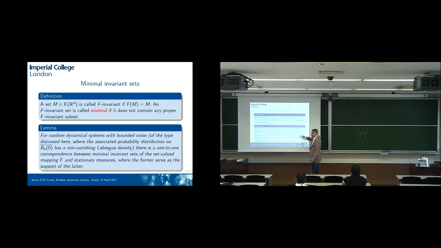So, why are these minimal invariant sets important? They're important because stationary measures of the underlying system are precisely having their support on such minimal invariant sets. So the minimal invariant sets of the associated set-valued systems are precisely the supports of stationary measures, and vice versa. So there's this correspondence, which is very important. It's not just an invariant set, it has to be a minimal invariant set. A stationary measure sits on a minimal invariant set, not on an invariant set. Okay, so this is important.